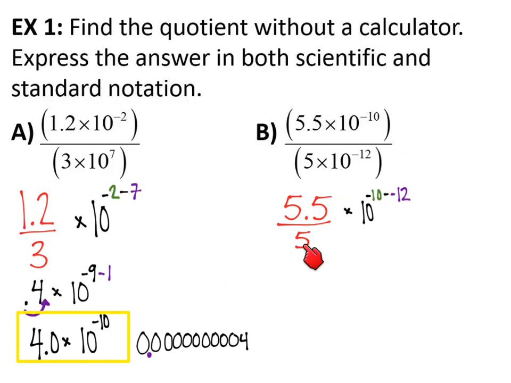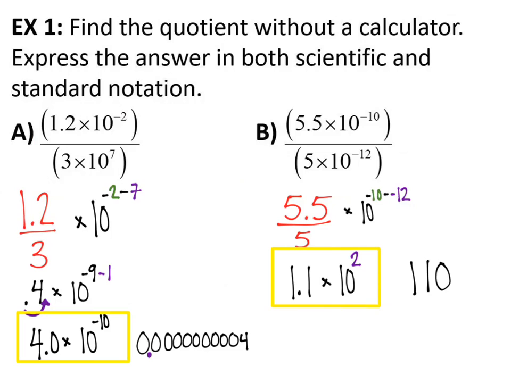So simplifying this through, I get 5.5 divided by 5, which is 1.1 times 10 raised to the positive 2. And that's because negative 10 plus 12 is 2. And since it's a positive, I need to move this decimal over 2 positions, 2 place values, which gives me 110 as my number.